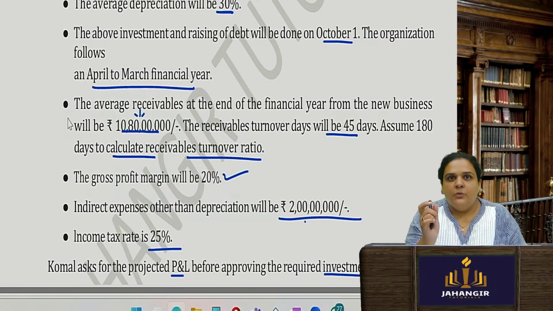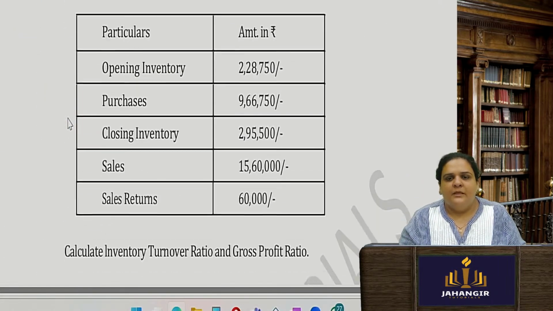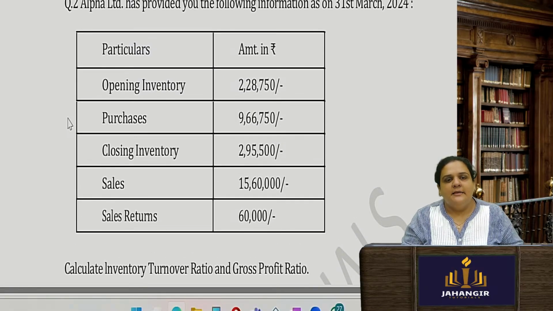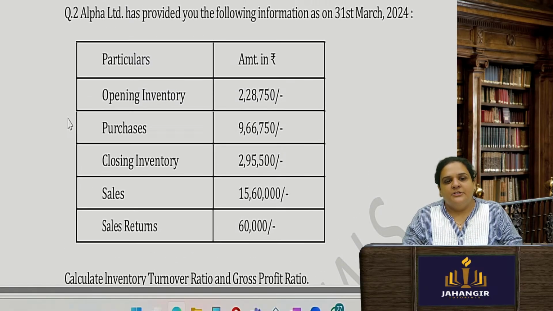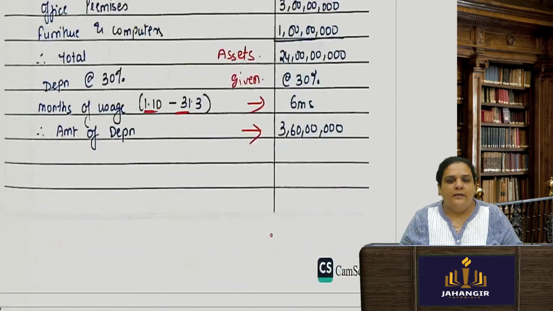So your turnover times 180 divided by 45, 4 times. That means your turnover will be 4 into this receivables 10 crore 80 lakhs. You get your turnover in that. Okay, this was only tricky, I think, in this sum. Otherwise, everything was fine. Question number 2, very easy. Opening inventory, purchases minus closing, sales return. We have to calculate inventory turnover ratio and gross profit ratio.